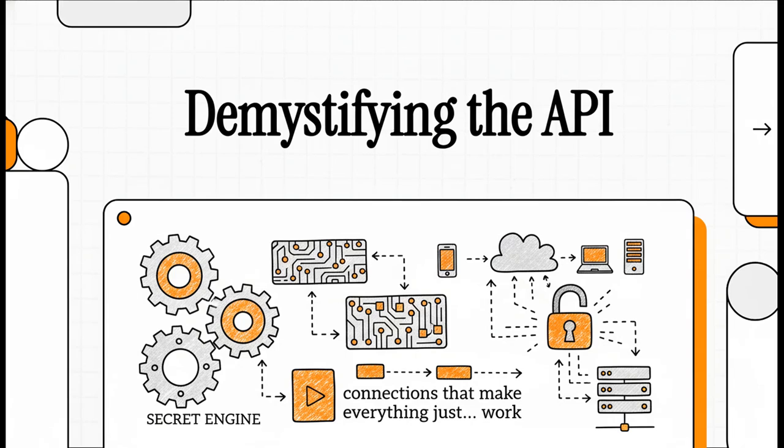All right, today we're going to pull back the curtain on one of the most important, yet pretty much invisible pieces of tech that powers our digital lives. We're talking about the API. You might not see them, but they are the secret engine making everything on the internet just work.